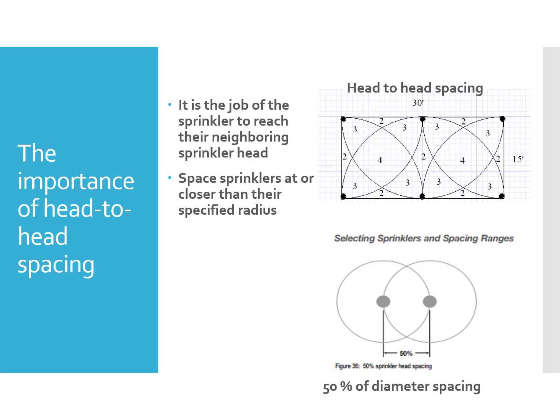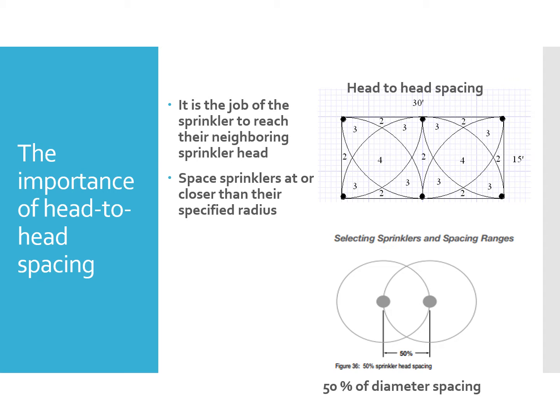The importance of head-to-head spacing. It's the job of the sprinkler to reach their neighboring sprinkler head. So in this illustration, we have a 90-degree pattern sprinkler here, and you can see that it is reaching its radius all the way to its closest neighbors. So this particular sprinkler's job is not just to irrigate the area right in front of itself, but also to reach its neighbors here. And then they return the favor by also having head-to-head coverage back to that sprinkler head.